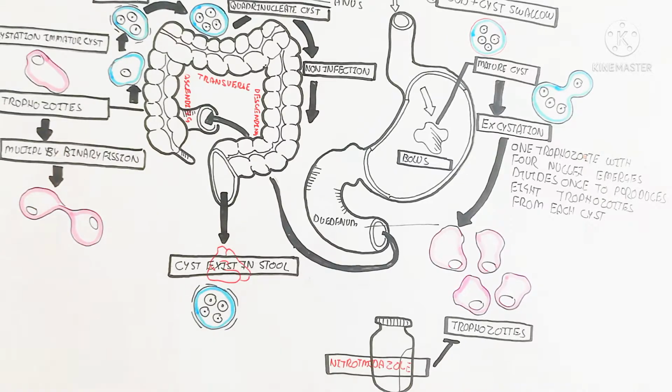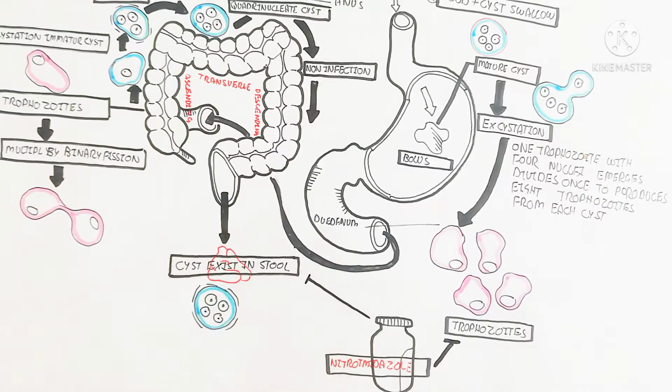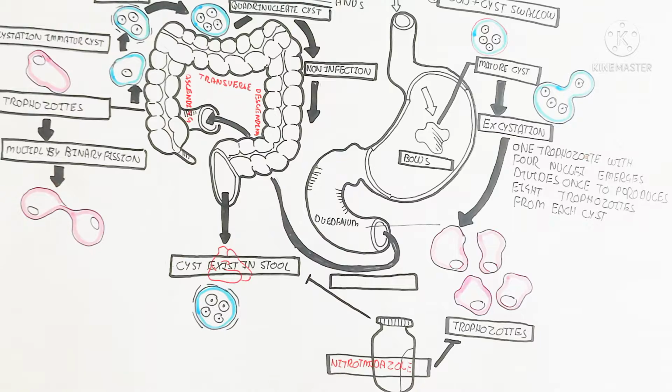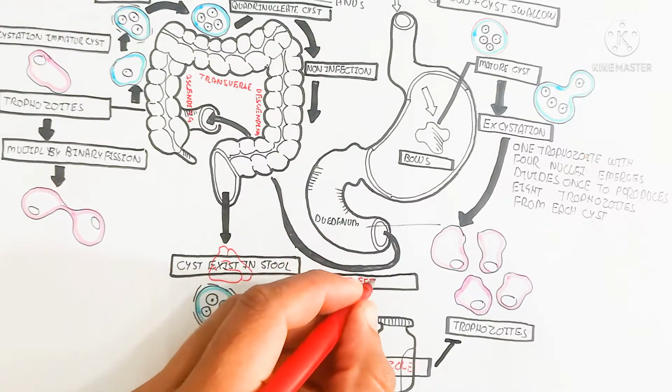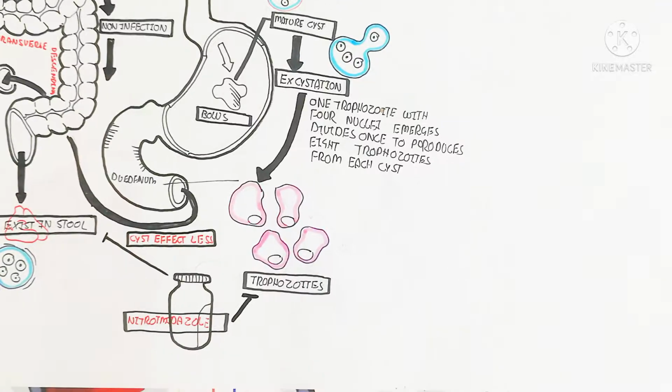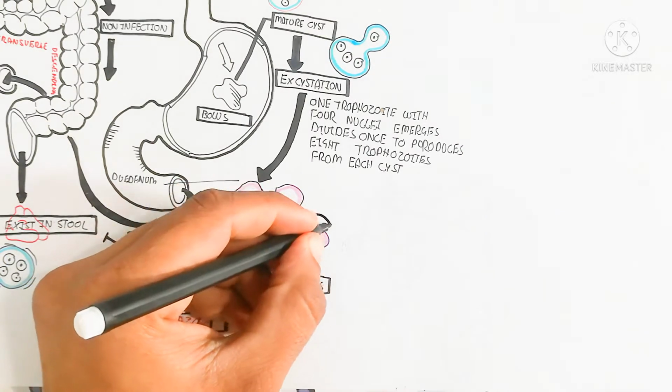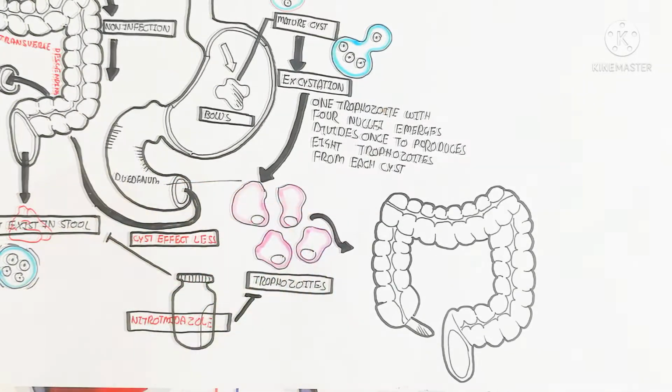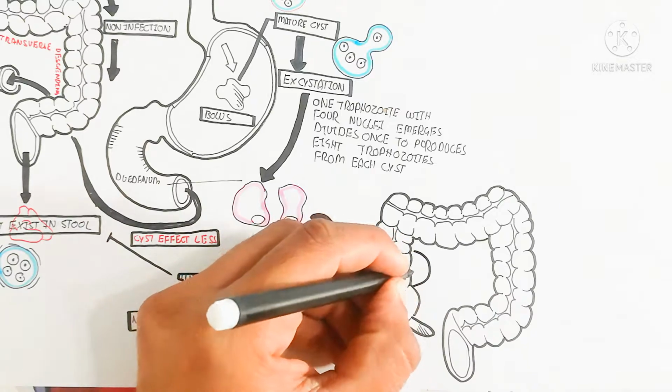So I hope you are getting this concept. So let's begin to understand the infection cycle and how it infects our body. So let's begin to understand the Entamoeba histolytica infection. So here I am again drawing the large intestine for understanding.